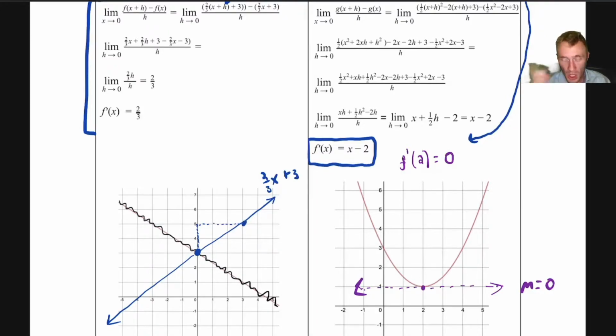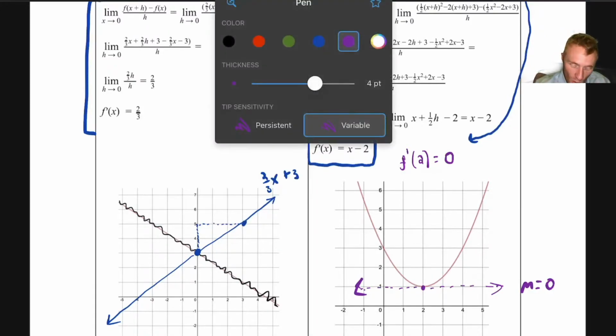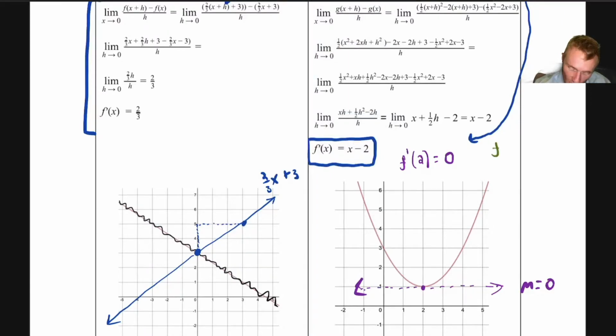Let's say I wanted to know, what is the slope of the tangent line when x equals 4? F prime of 4, 4 minus 2 is 2. Let's check. Does that check out? Up 2 over 1. Let's go do it backwards. If I connect those 3 points, holy cow, there is my tangent line. It has a slope of 4.